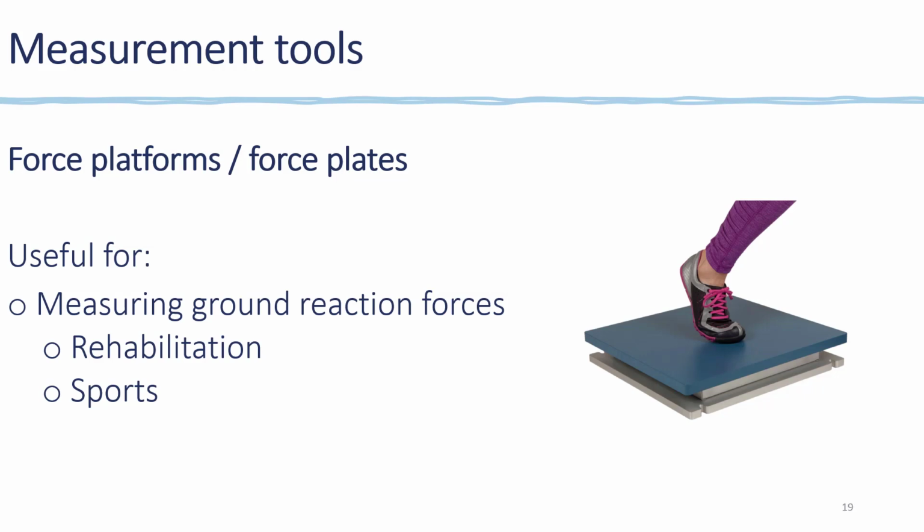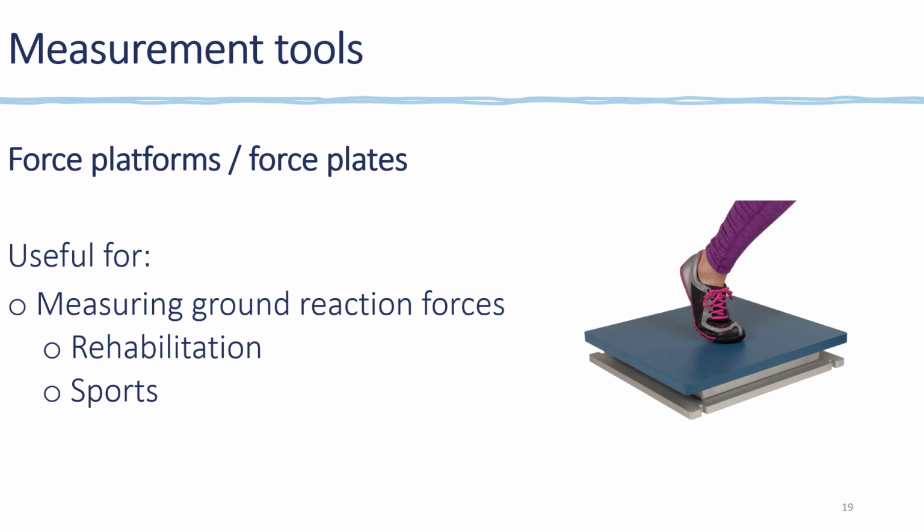And the most popular devices for measuring kinetic variables are force platforms or force plates. And these measure reaction forces at the point of application. And then they also give you the direction of the resultant reaction force. So in the lab, we have these force platforms that are embedded in the ground. And so they measure forces every time you step or jump on them. They measure the ground reaction force right at that point of application.